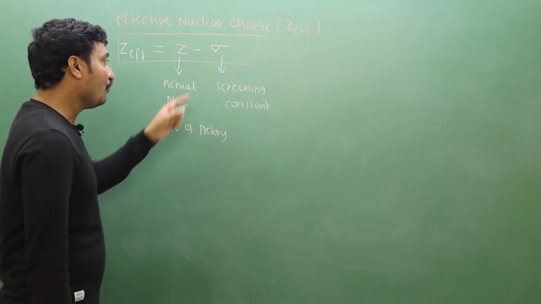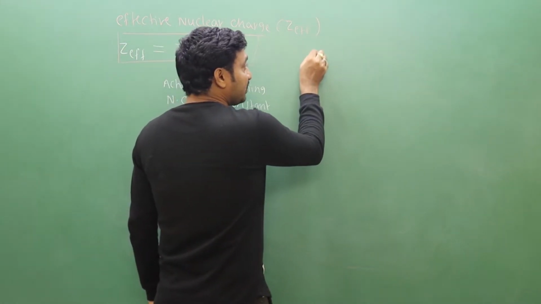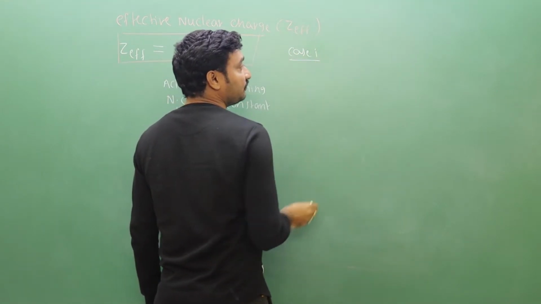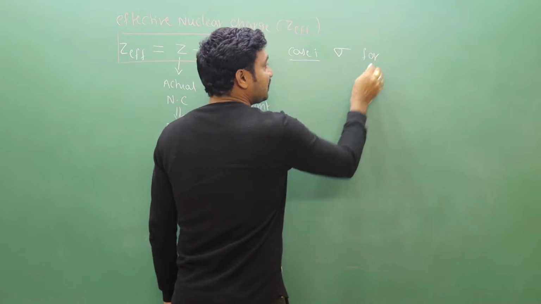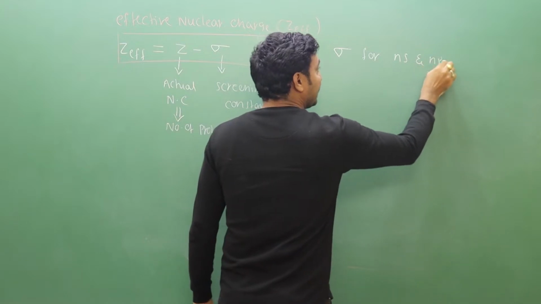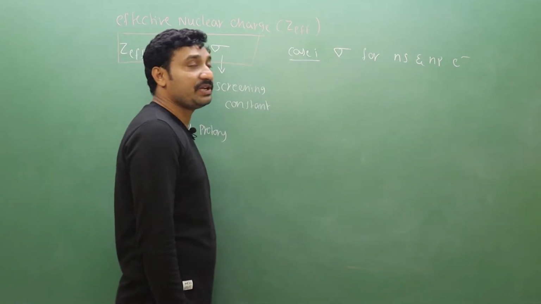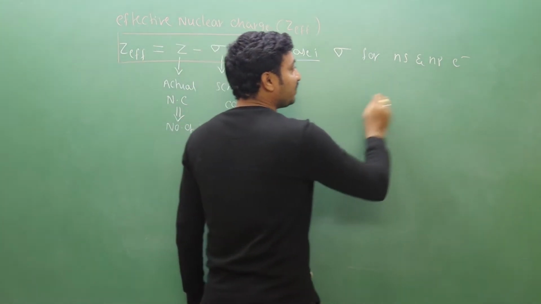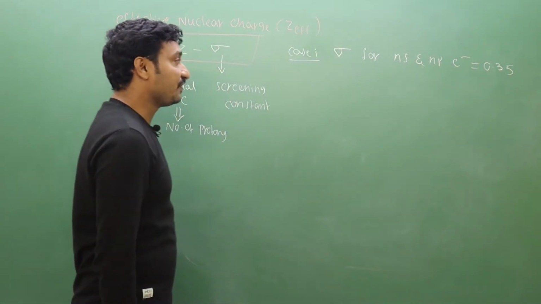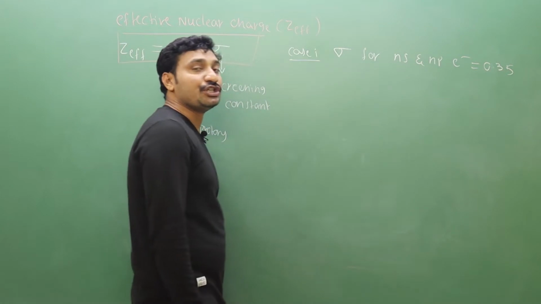How can we calculate the screening constant sigma? Case 1: sigma, the screening constant for ns and np electrons. For each electron of ns and np, the value is 0.35.